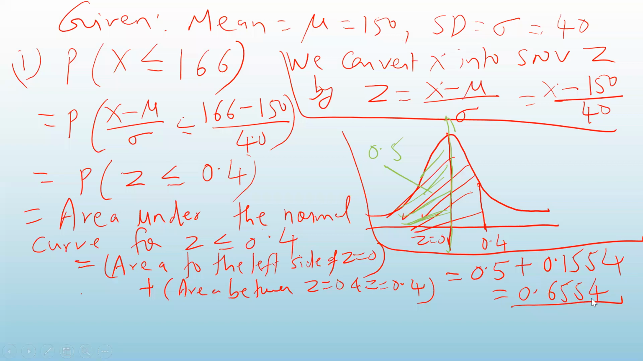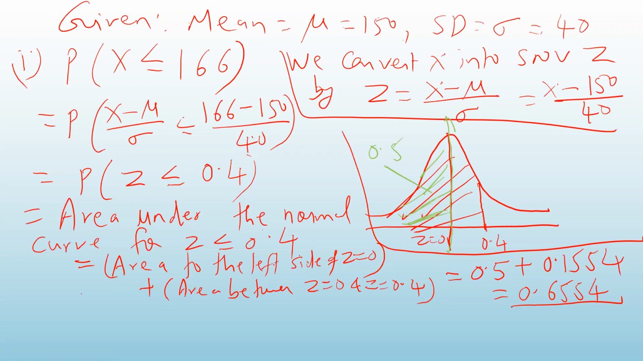So this is how you have to make use of the normal table. In the normal table, remember that the areas are available only from z equal to 0 to any positive number to the right side. That is what is given to you in the table, and in the exam these values will be given to you. Now let us go to the next problem.